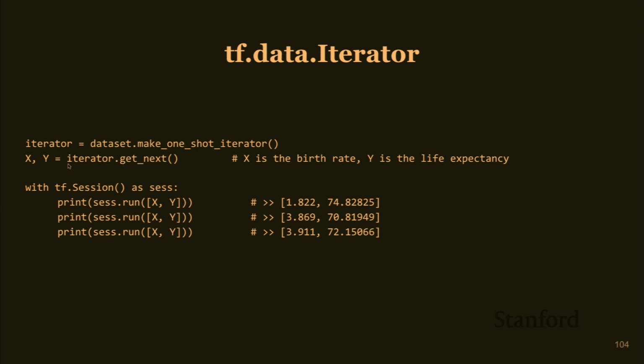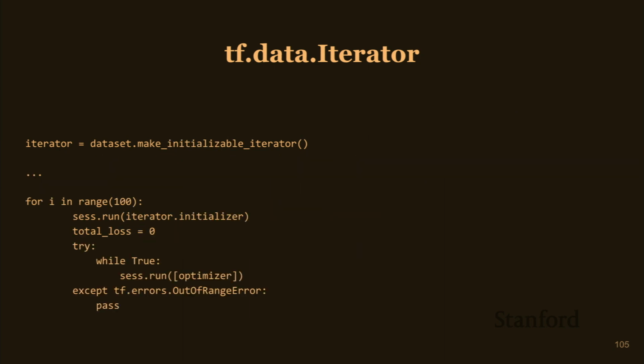If you start something like this, and you print things out, iterator, dataset, make one shot iterator, you'll select X and Y. Instead of X and Y being placeholders anymore, it just gets the next entry from the iterator. And we print them out, and you see that they actually print out the next items in the dataset, just for a sanity check. At the beginning of each epoch, we would have to initialize it, and you just run the optimizer without any feedback at all.